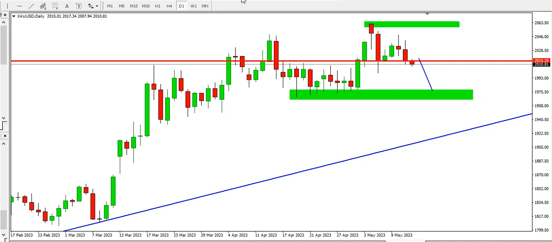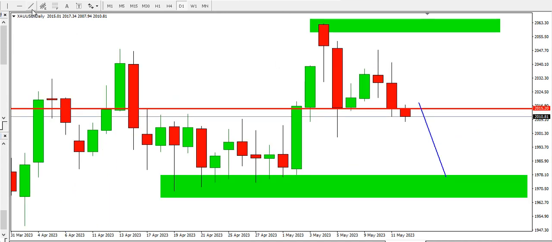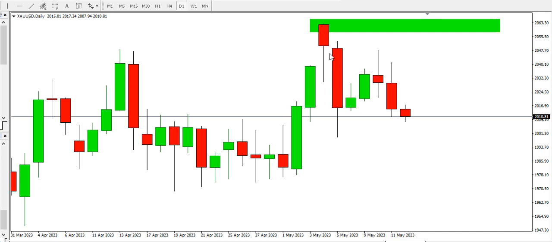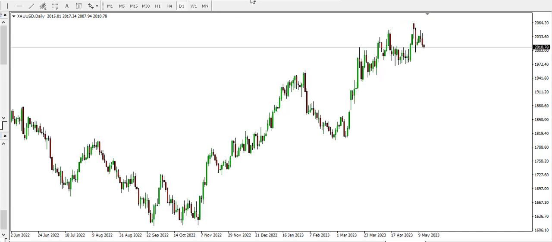But for now, price is about making a direction to the downside, and we might be surprised, it might just form a double bottom around there and go up. But for now, on the daily time frame, the bears are dominating, but the actual structure is a bullish structure. Let's see how it goes.